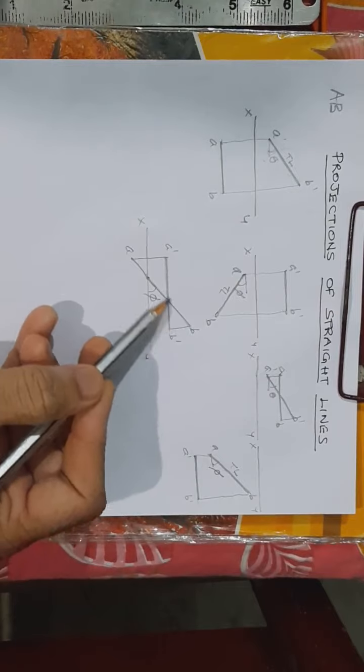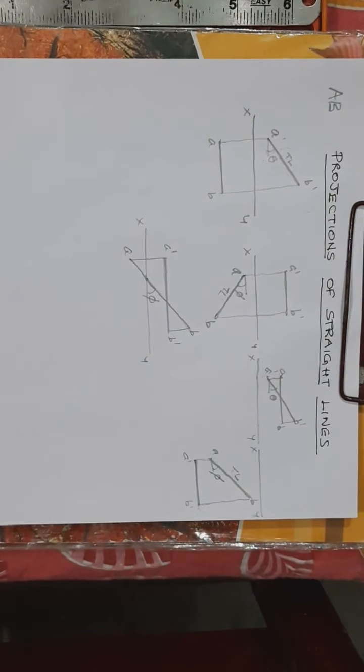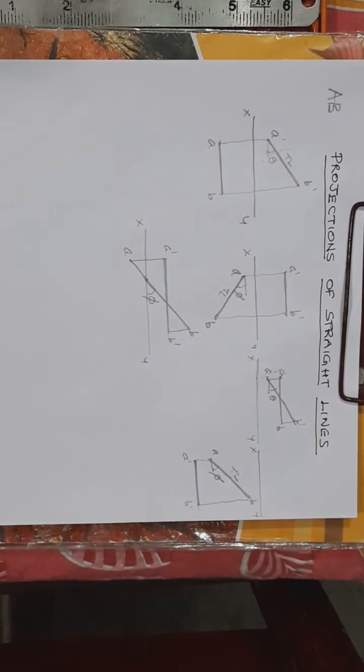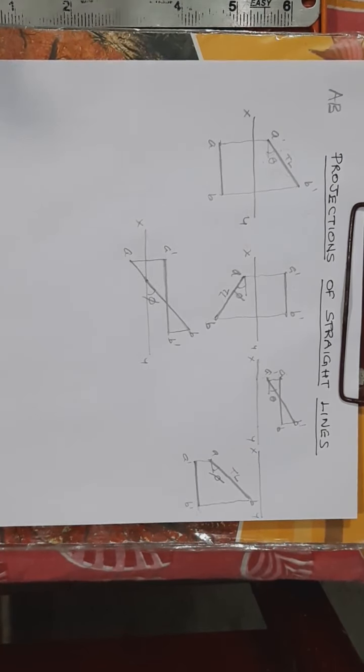The line's end A is in the first quadrant and B is in the second quadrant. So the line can have its ends in two different quadrants, but they are adjacent quadrants, and the line can be inclined to one reference plane and parallel to the other. Here in this case it is inclined to VP and parallel to HP. If I change this as A dash and this as A, that will make this angle theta, isn't it?